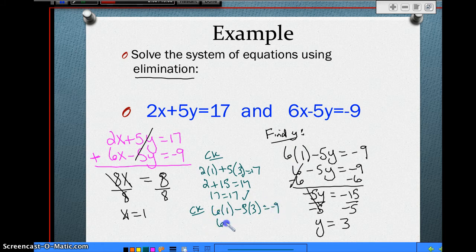And I'm getting 6 minus 15 equals negative 9. 6 minus 15 is negative 9. And it checks. So now I can go ahead and circle my answers because I have confirmed that those two are correct.